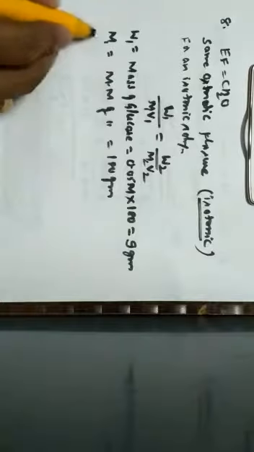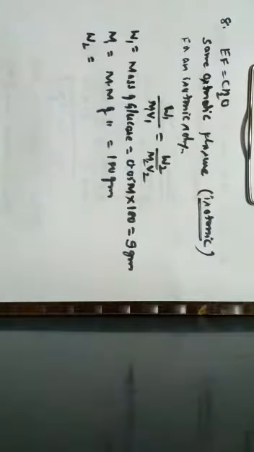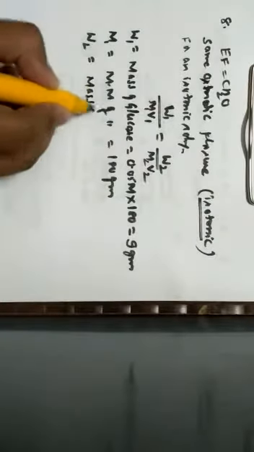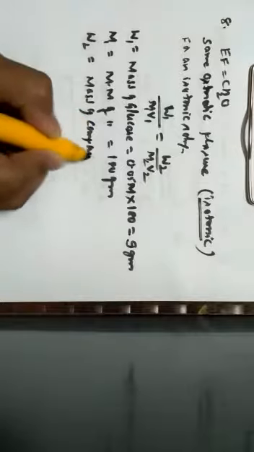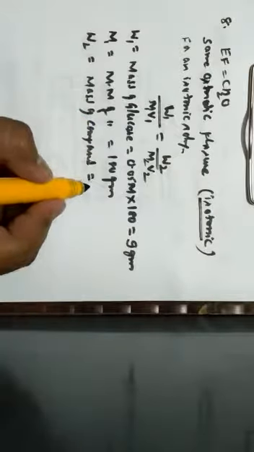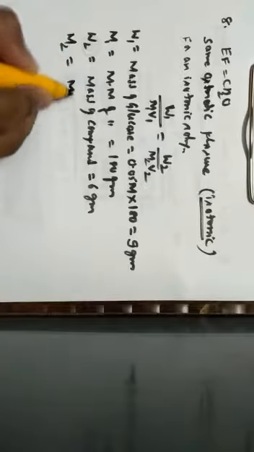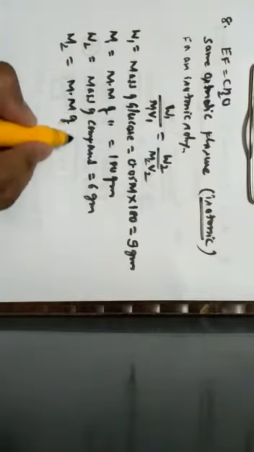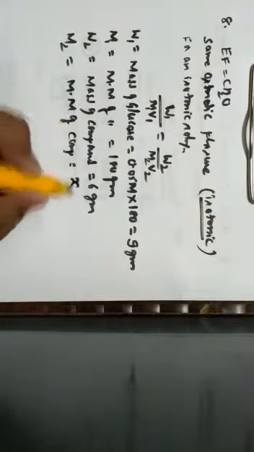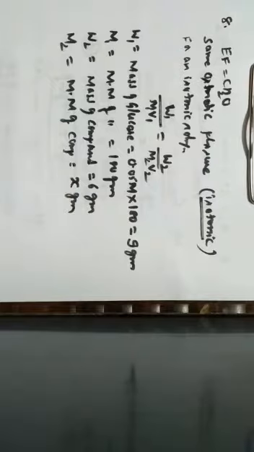Here W2 is nothing but the mass of the compound. It has been given that the mass of the compound is 6 grams. We don't know which compound it is; they have just mentioned the mass as 6 grams. Now it is our turn to calculate M2, the molecular mass of the compound. Let us consider the molecular mass of the compound as x grams.